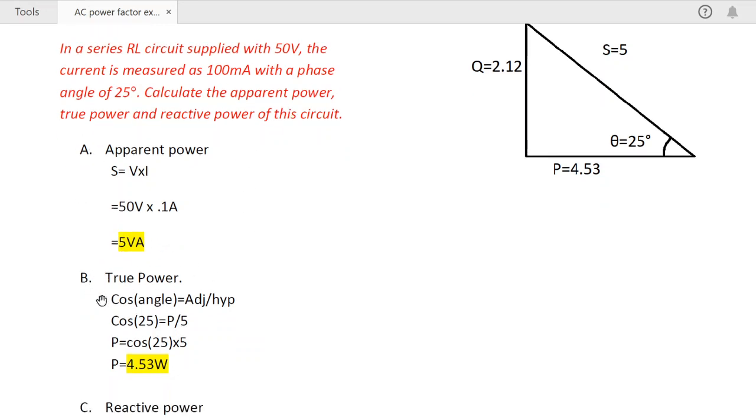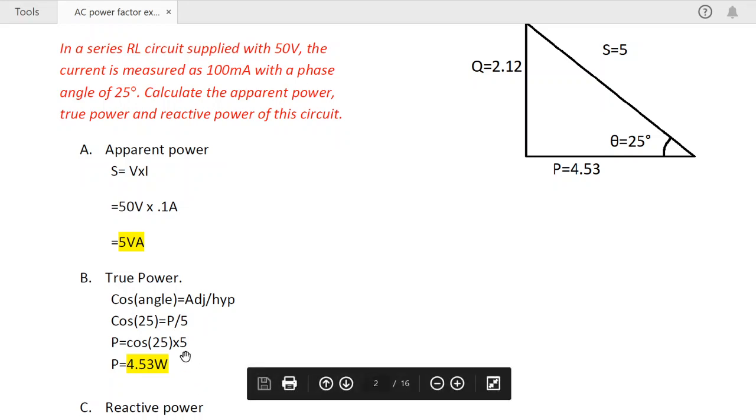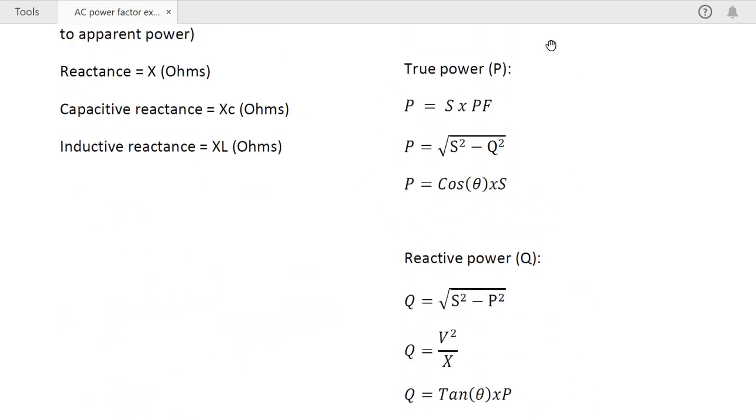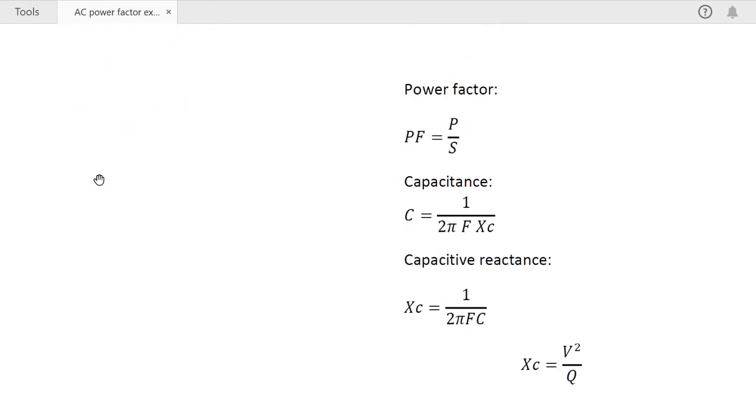Next, true power. We have to work out the true power of the circuit. There are multiple ways that we can do true power. If we look back up at the top, we've got a multitude of different formulas that we can use. Apparent power times power factor. We can use Pythagoras. Remember that P is one part of our power triangle, with S being the hypotenuse, so S squared minus Q squared, square root of that is P. We could also use trigonometry to work out P, and that's what we'll do here.